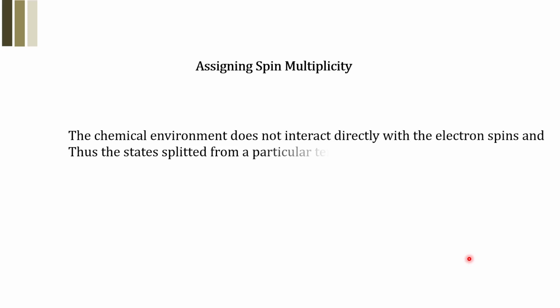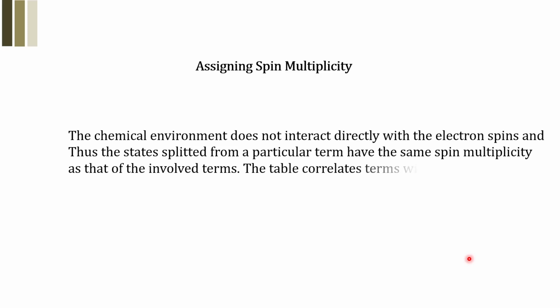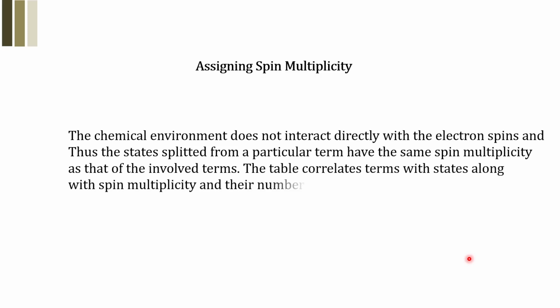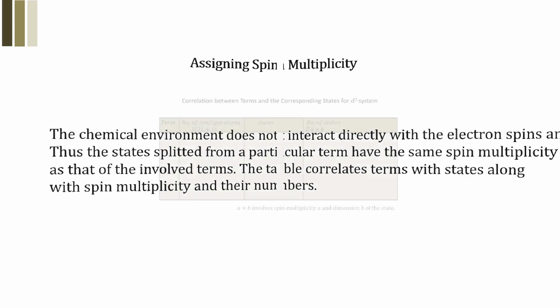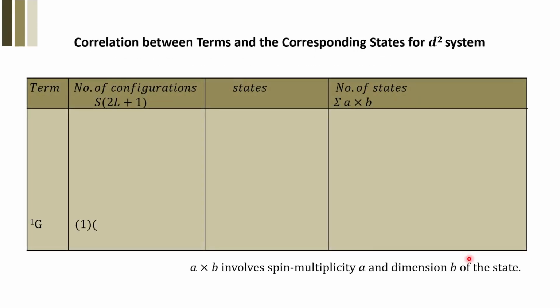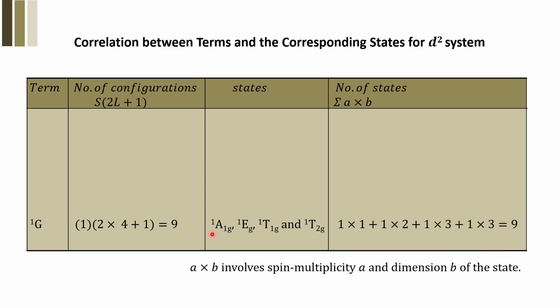And now the next point is assigning the spin multiplicity. The chemical environment does not interact directly with the electron spins, and the states split from a particular term have the same spin multiplicity as that of the involved term. So whatever is the multiplicity of the term, that will be the multiplicity of the microstates we are talking about. Therefore, if we start from G, we have discovered 9 configurations: 1A1g, 1Eg, 1T1g and 1T2g. Because it is the term 1, the multiplicity is 1 by default for all of them, and there are 9 microstates displayed.